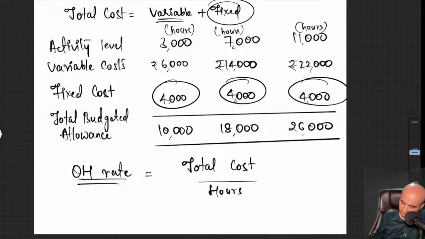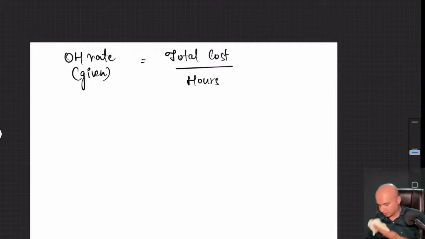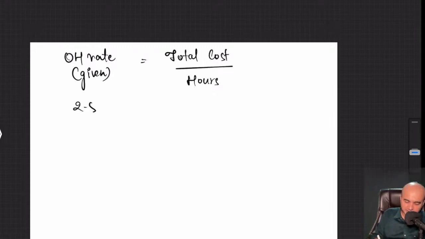Let me just add a page. Once again, I am writing the formula. Overhead rate, which is actually given in the problem, is nothing but total cost divided by number of hours. Now overhead rate we just saw is 2.5. If 2.5 is given, how do we find out the number of hours?